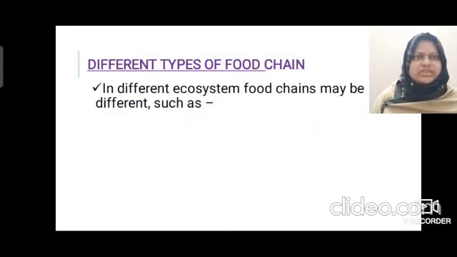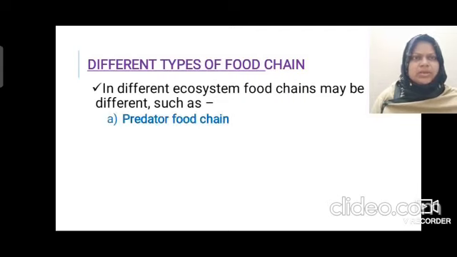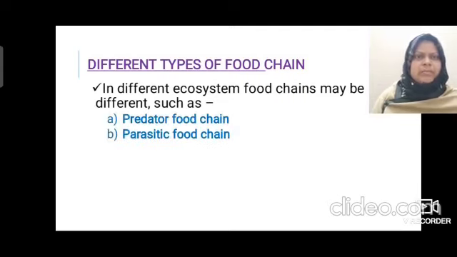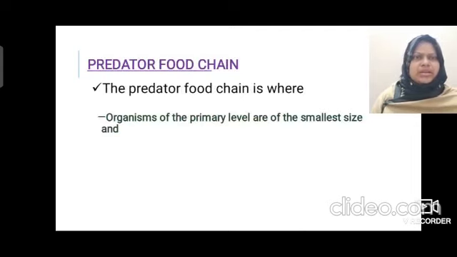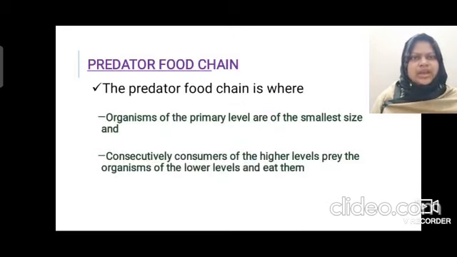In different ecosystems, food chains may be different, such as predator food chain, parasitic food chain, saprophytic food chain. The predator food chain is where organisms of the primary level are of the smallest size, and consecutively consumers of the higher levels prey the organisms of the lower levels and eat them.